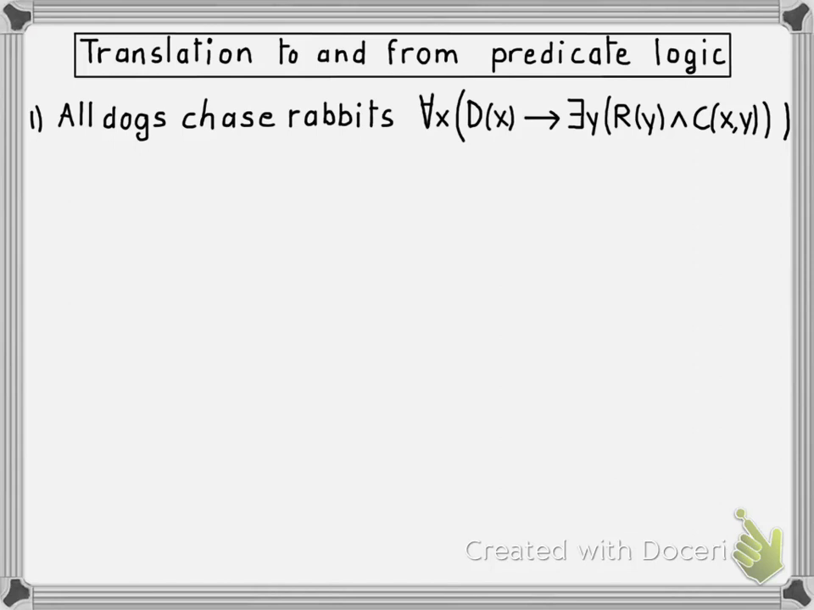So let me read it for you. It reads like this. For all x, if x is a dog, then there must exist a rabbit, and x must be chasing it. That is the closest predicate logic translation of this English sentence. Make sure you pause the video and think deeply about this and convince yourself that that is indeed the case.